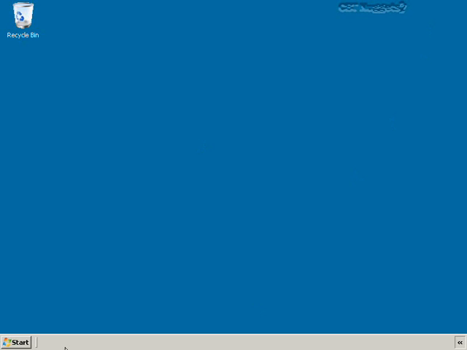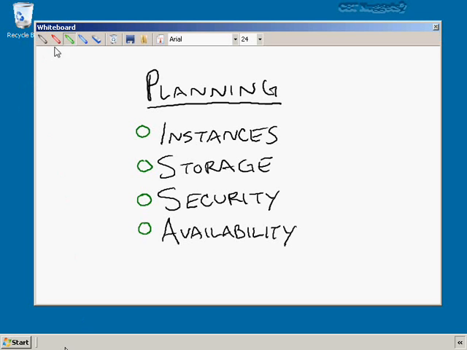In this nugget, we looked at how to plan for a SQL Server 2008 installation. We talked about the different scenarios for building up instances, deciding how you're going to allocate the instances on a particular machine. We looked at some of the different storage scenarios. We looked at some of the different security things you're going to have to consider, and we looked at some of the different considerations for availability.